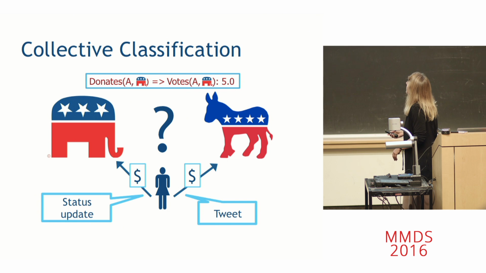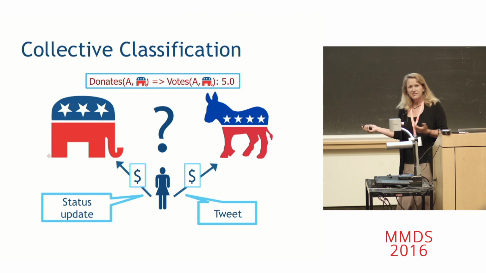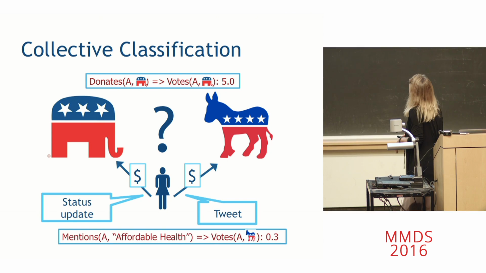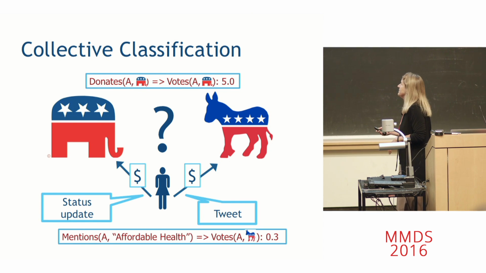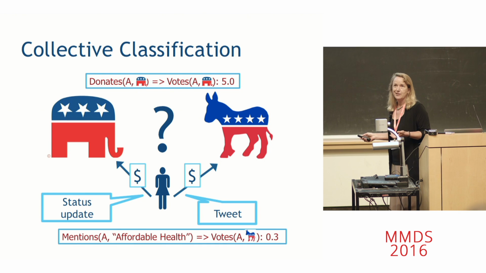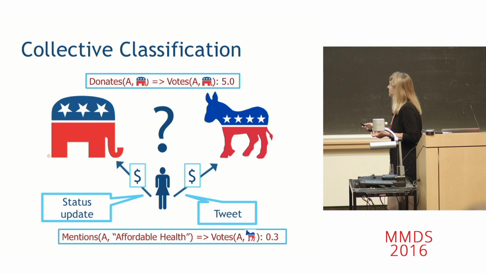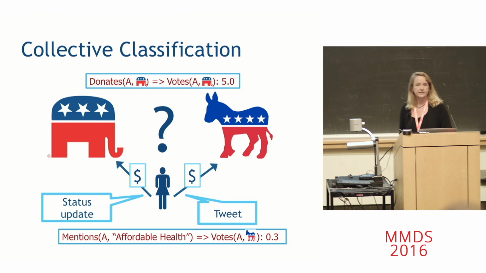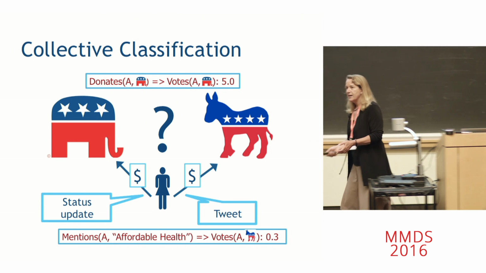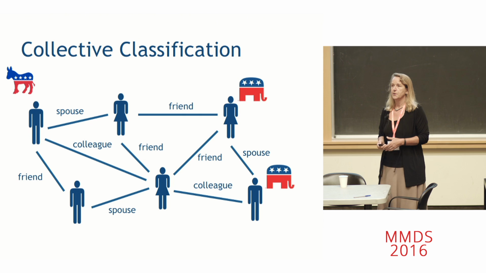Then we can look at other kinds of local information, so we can look at their status updates, their tweets, and we can do this kind of trivial NLP text processing. We can look for loaded terms. If they use them, we can say they're more likely to vote for something. So all of that is pretty straightforward.